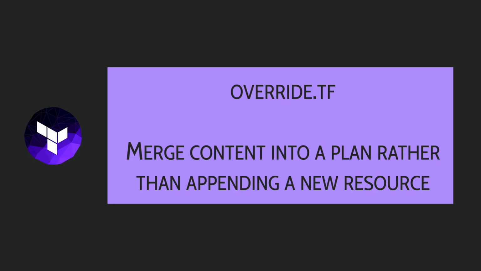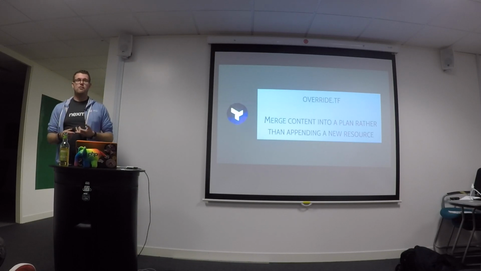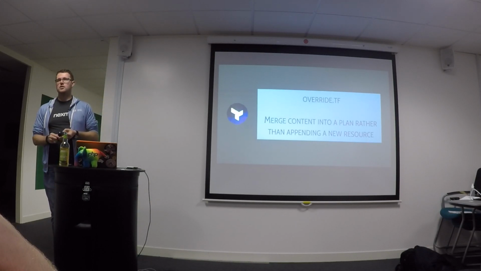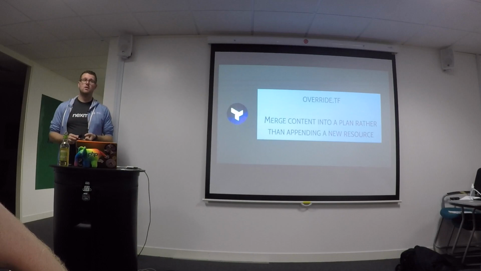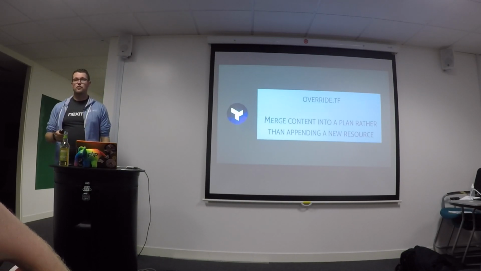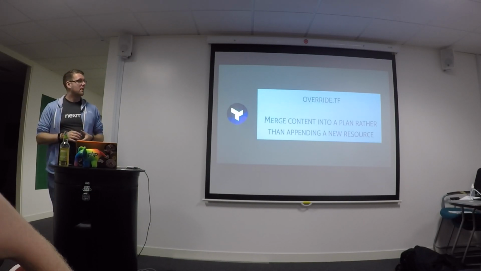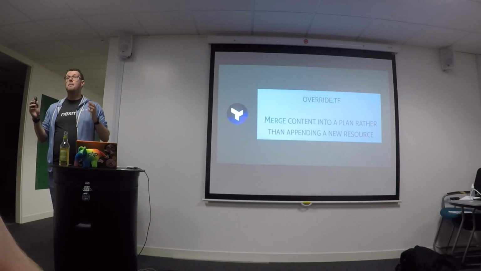You can override small parts of a plan using Terraform's override functionality. So I keep talking about this main, outputs, variables.tf. That's a convention. Terraform does not care. You could call it banana.tf and it would still read it. It just looks for anything .tf, merges them all into one. Sorry, it appends them all into one. Important word there.